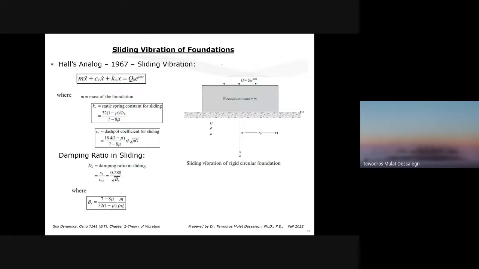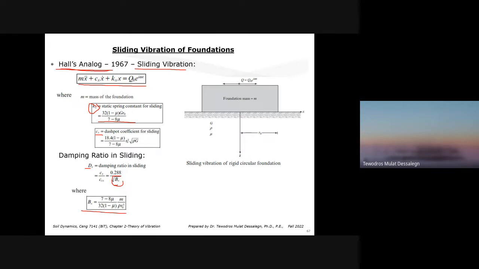For a sliding vibration, which is horizontally in either direction, Hall's analog. This is another scientist who developed in 1967 for a sliding vibration using the same general equation of linear motion. You can find the horizontal stiffness of the soil, Kx, with this equation from soil properties. Or Cx, the damping value is also given here, or the damping ratio is given here, or the constant Bx is also defined here.